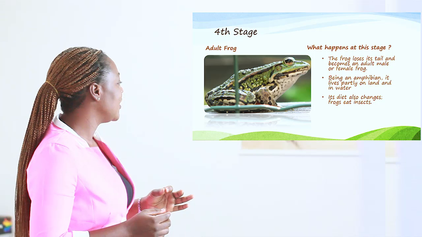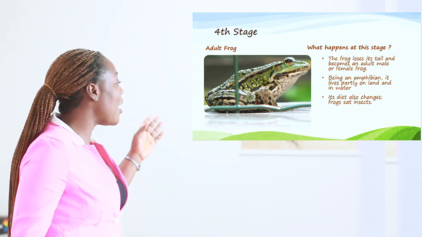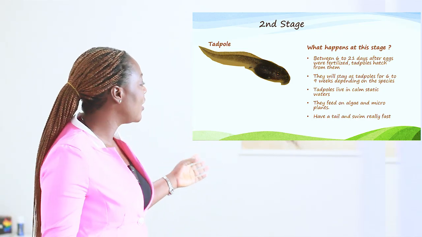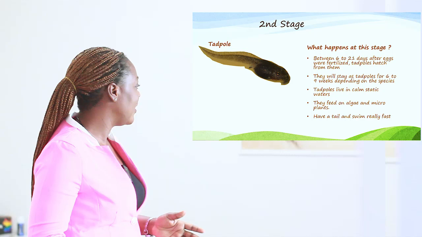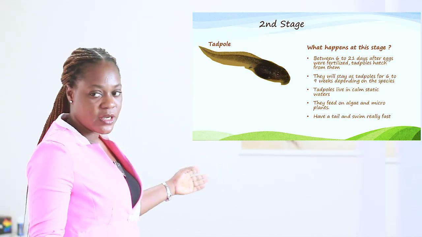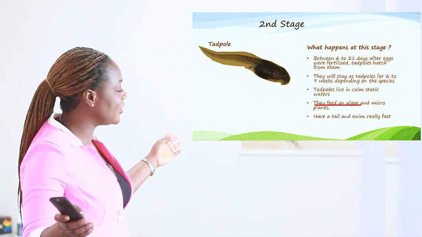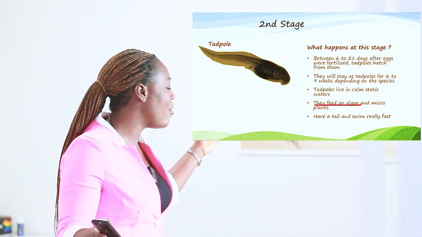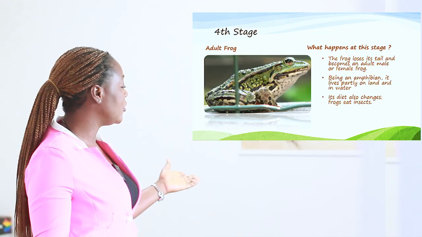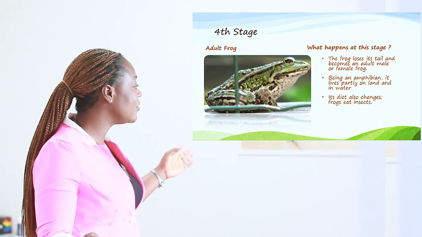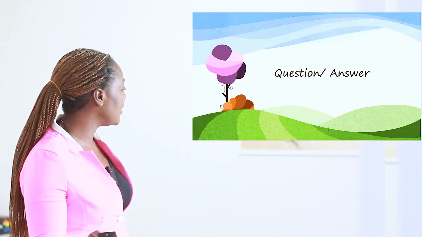Do you understand? And at this time they change their diet. Frogs eat insects. During the second stage of tadpole, I said they feed on microplants and algae inside the water. They feed on algae and microplants. But during the last stage, when they become adult frog, they feed on insects. They eat insects. Do you understand the process?